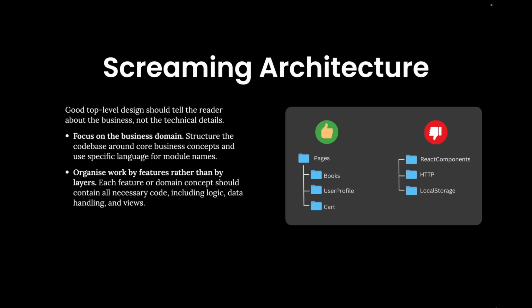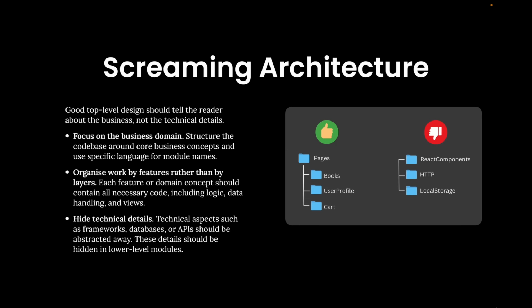Organize by features, not layers. Each feature should contain everything it needs: logic, data handling, and UI components, and hide technical details. Things like frameworks, databases, or APIs should be abstracted away. Keep them in lower-level models, not on the top level.